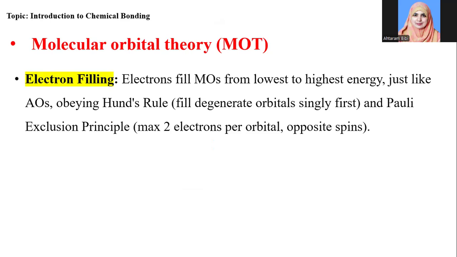When the atomic orbitals overlap, they form molecular orbitals, and electrons fill molecular orbitals from lowest to highest energy, based on the Aufbau principle, Hund's rule, and Pauli exclusion principle.